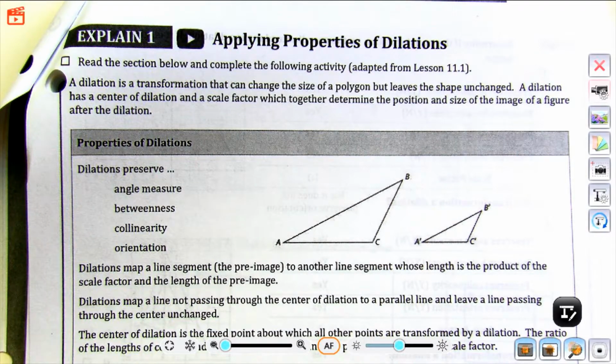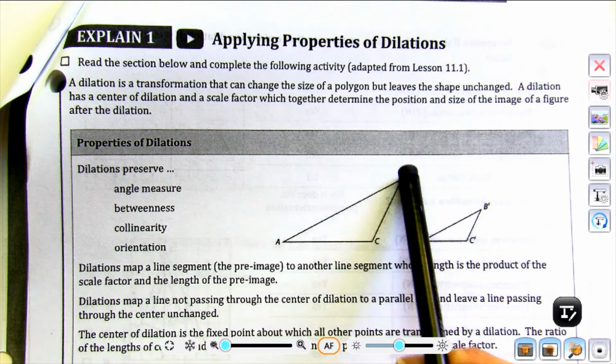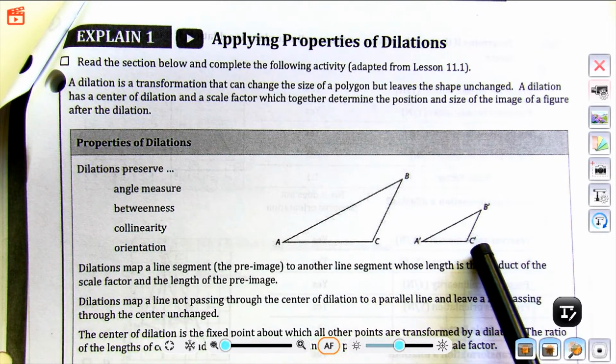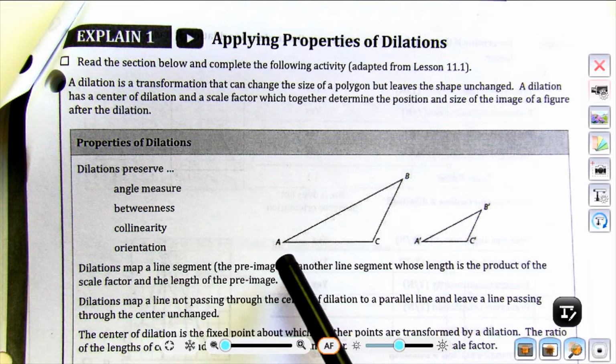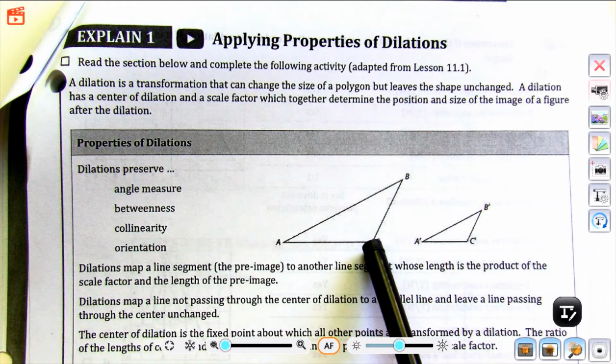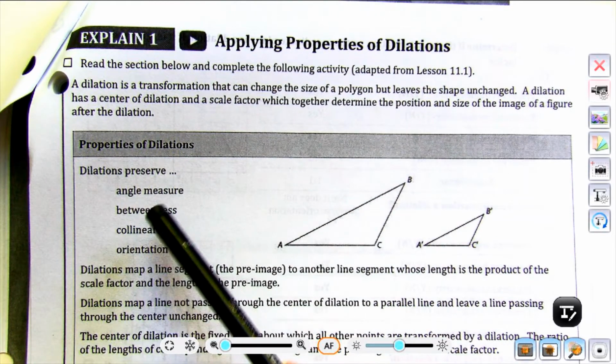The next thing is that dilations preserve betweenness. What betweenness means is, if you look at this triangle, you have triangle ABC, and in this one, you have A prime, B prime, C prime. You don't see any change in the points, so you don't see ACB and then ABC, and that's what betweenness means. The points are in line for each figure, so ABC, ABC.